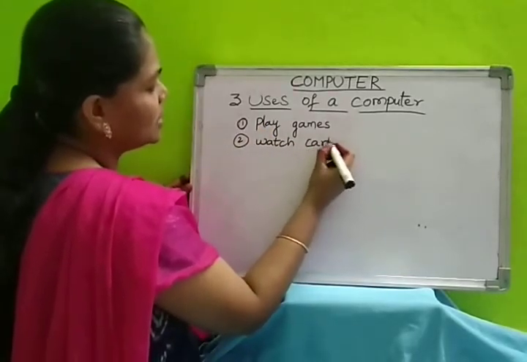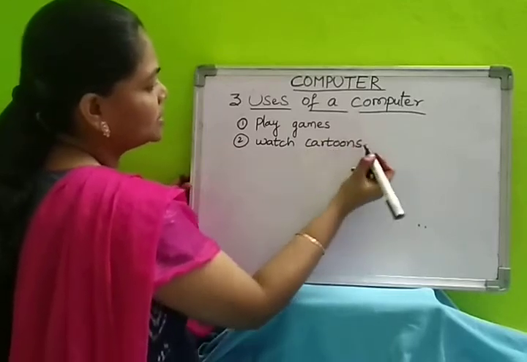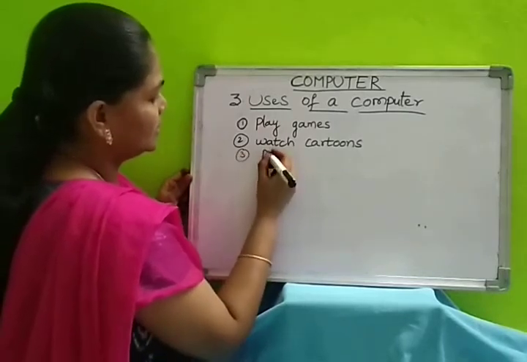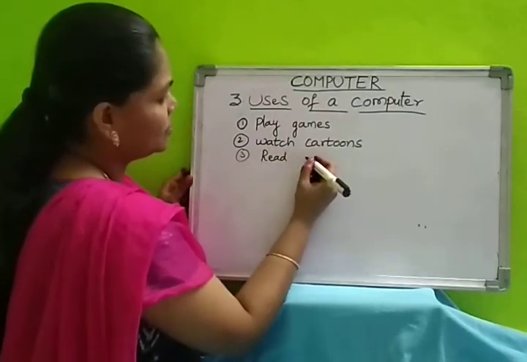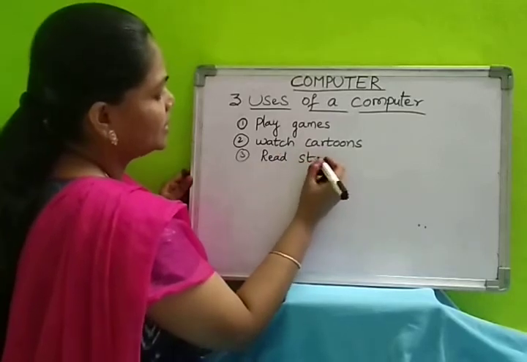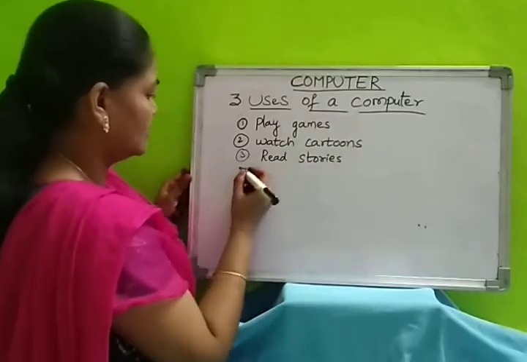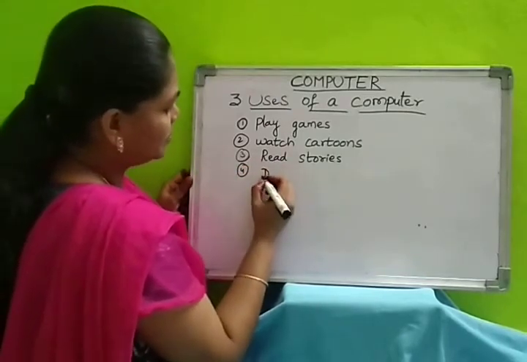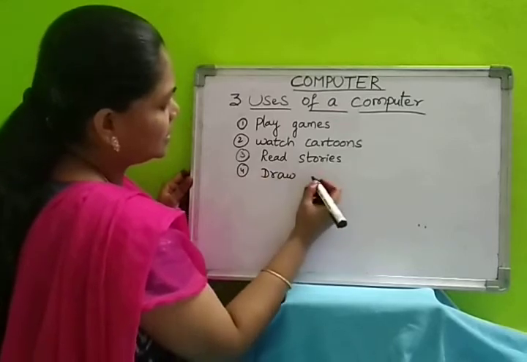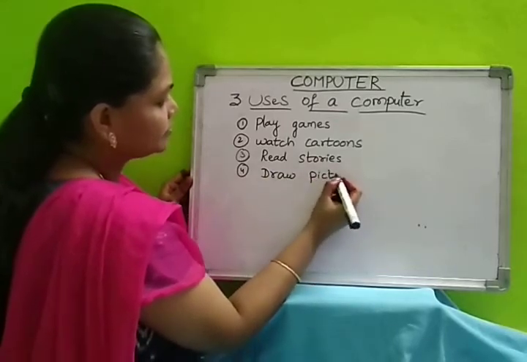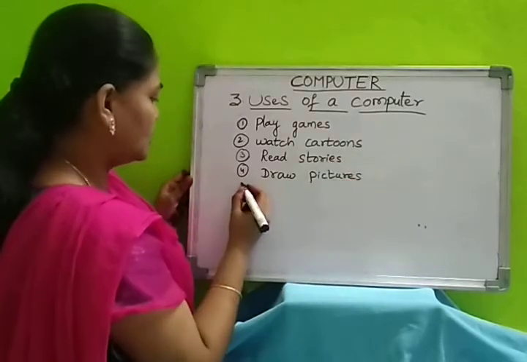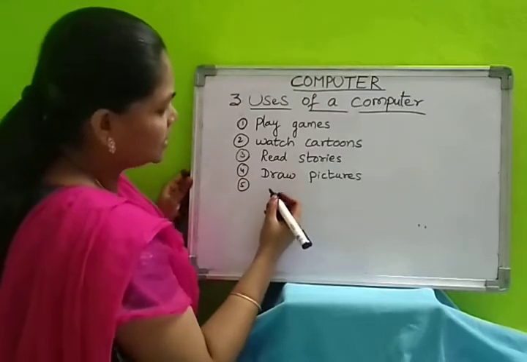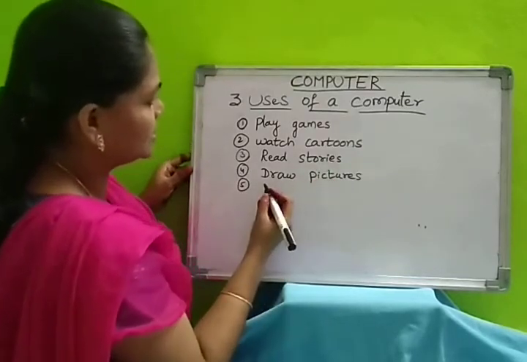Next one, we can watch cartoons, rhymes, isn't it? Stories. We can read stories or books here. And what we can do? We can draw pictures and color pictures. So next one, what else? Read stories, draw pictures, we can color pictures.